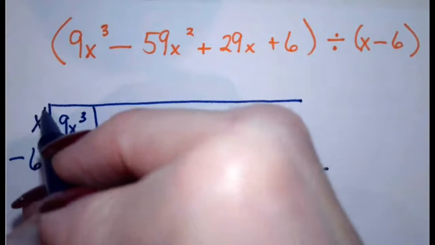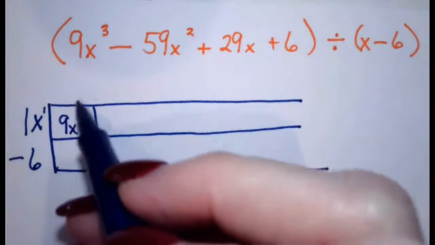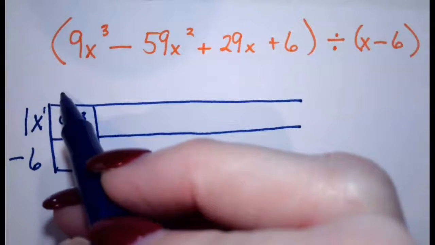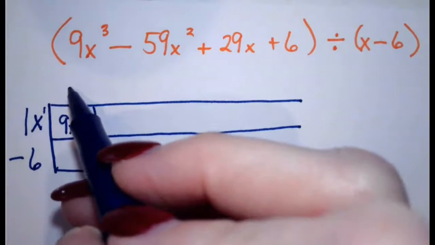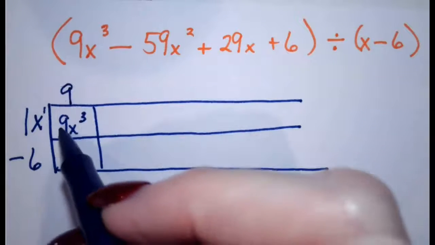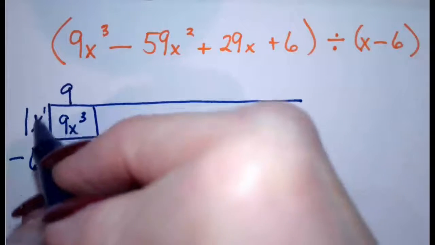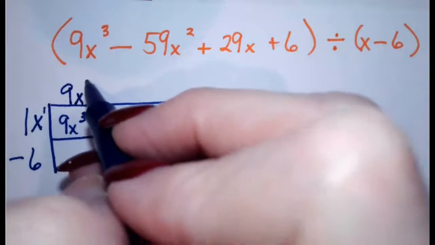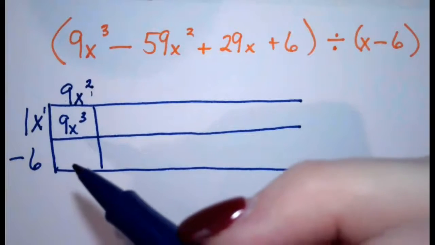Now I'm going to put my little ones just to help my head for just a minute. I need something right here that when you multiply by 1, I get 9. So 9 times 1 is 9. I need 3 x's. I have 1, so I need 2 more. And now I have found my first term, haven't I?